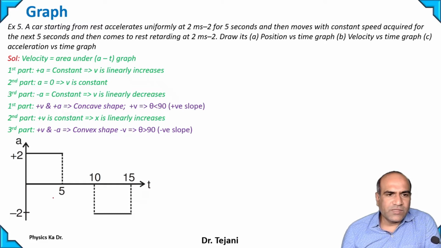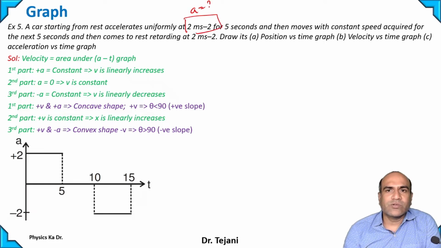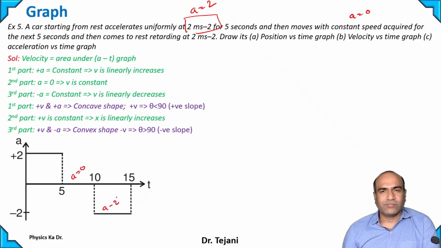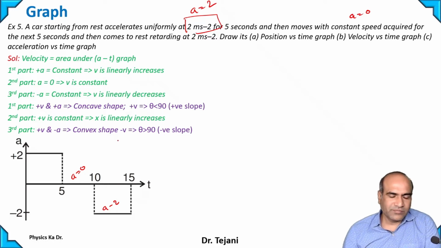See here in the first graph, acceleration versus t. For the first part, acceleration is equal to 2. Then acceleration becomes 0, constant speed. And then acceleration becomes minus 2, negative.